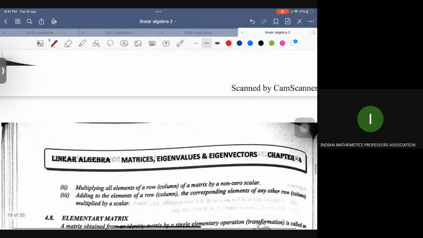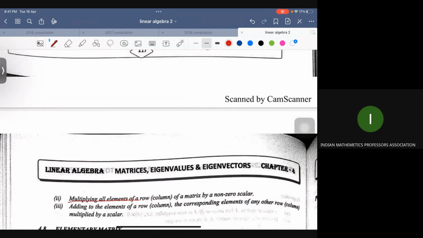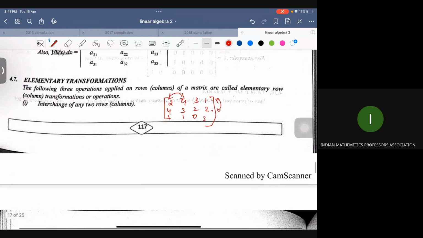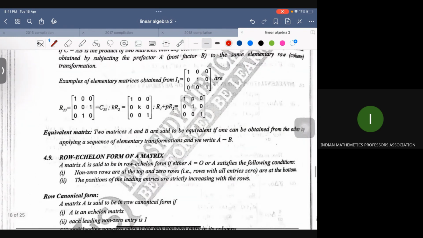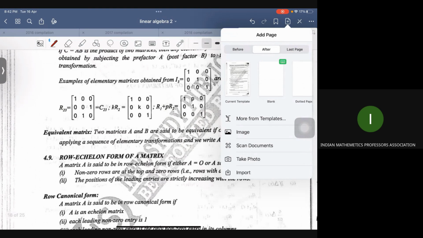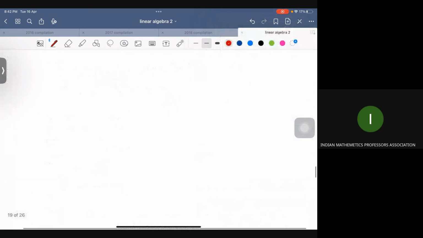Also, we can multiply all elements of a matrix by a non-zero scalar. And we can also add to a row another row multiplied by a scalar. So elementary transformations are possible. We are going to see the row reduced echelon form. Let us take an example.